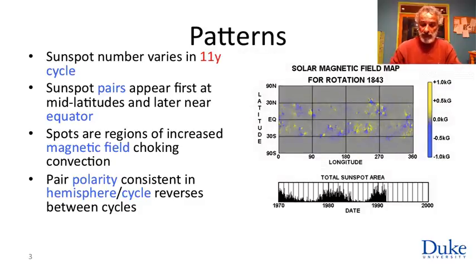And this is a magnetic field map. Again, we have the lines of latitude and longitude along the sun, and as a function of time, we see that when there are lots of sunspots, there are a lot of these regions of high magnetic field.